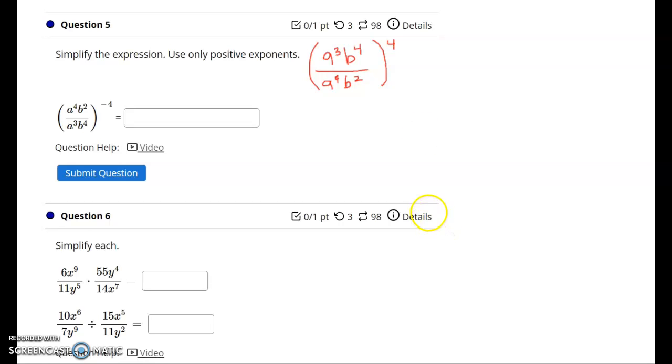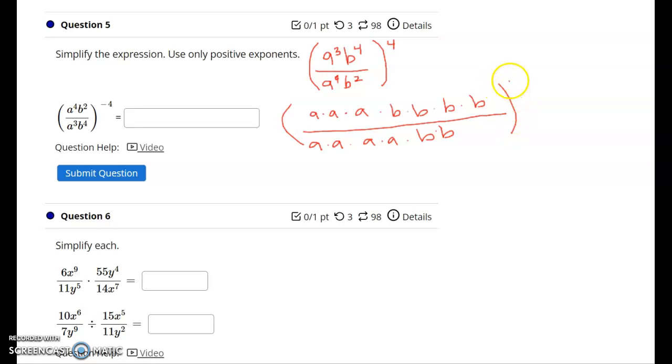So before we go any further, I'm going to simplify inside the parentheses. Before we add in this extra 4, I think it'll be a lot easier. We can see we have a cubed and a to the fourth. One way you can do this, if you're not very comfortable with these, is to write it out. So you can say a times a times a, and then 4 b's over 4 a's and 2 b's. And this is all to the fourth power.